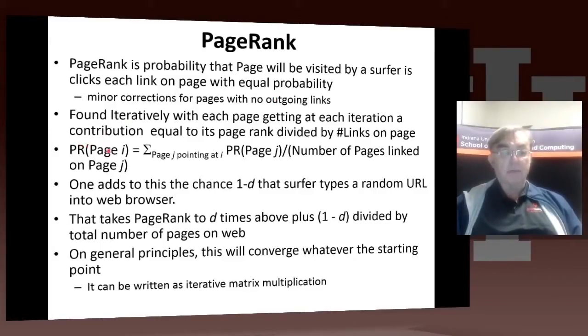Here we actually write it out a bit mathematically. The page rank of page I, if D is 1 and we only consider links, is the sum over pages J pointing to I of the page rank of J over the number of pages linked to from page J. Then you would take D times this, plus 1 minus D times the chance that you type in a random URL.